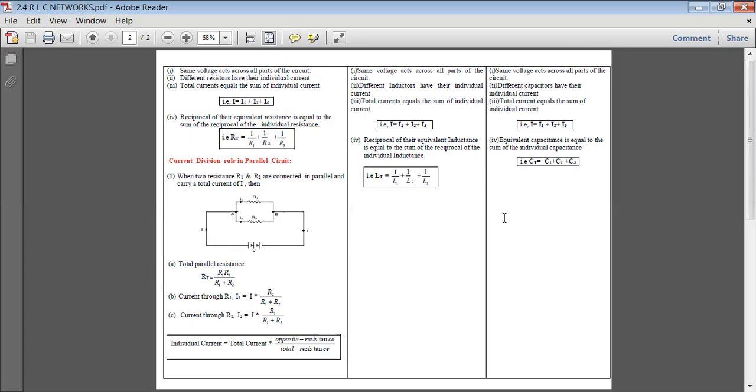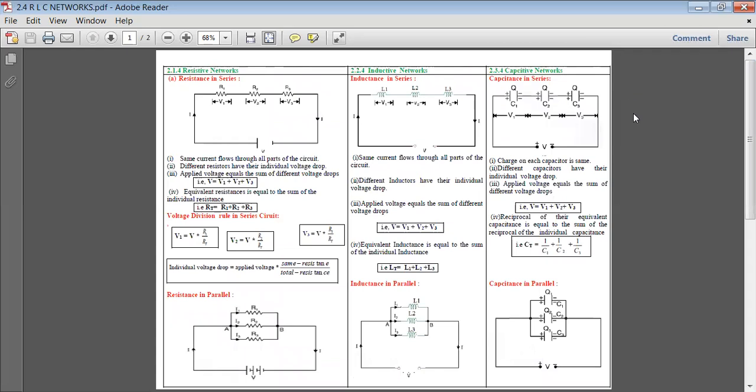So we have completed the topic called resistive network, inductive network, capacitive network. We have completed the topic called network.